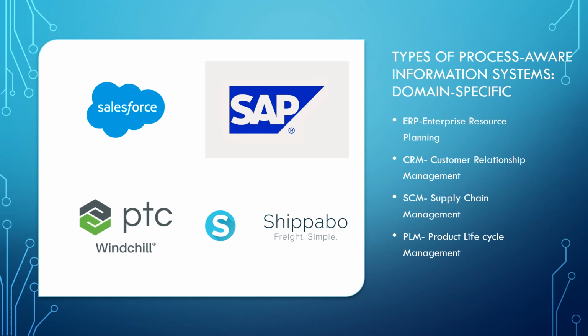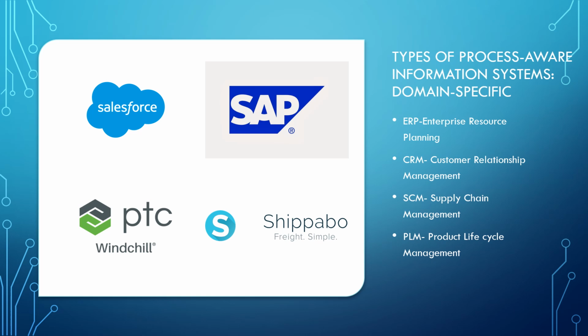There are two main categories of process-aware information systems: domain-specific and domain-agnostic systems. Domain-specific systems are tailored to particular business functions, while domain-agnostic systems are more general and can be applied across various industries. Some common examples of domain-specific systems include ERP, CRM, SCM, and PLM.